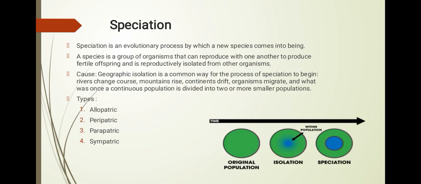Speciation. Speciation is an evolutionary process by which a new species comes into being. A species is a group of organisms that can breed with one another to produce fertile offspring and is reproductively isolated from other organisms. Geographical isolation is a common way for the process of speciation to begin. Rivers change course, mountains rise, continents drift, organisms migrate, and what was once a continuous population is divided into two or more smaller populations. Types: allopatric, peripatric, parapatric, and sympatric. Original population, isolation, and speciation.